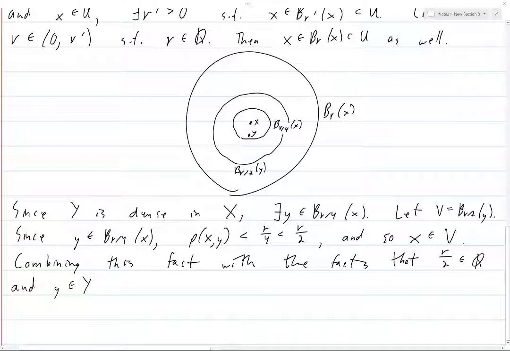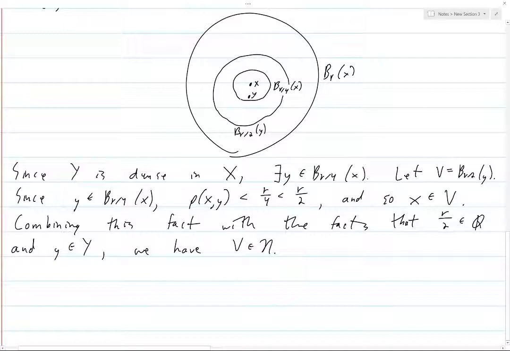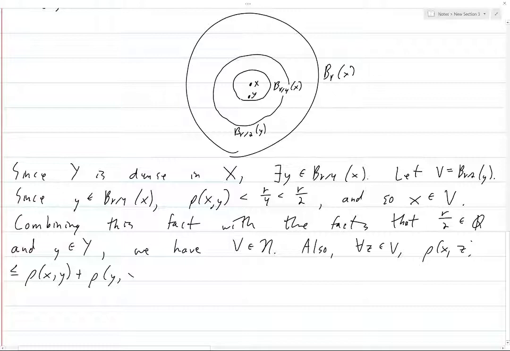Okay, so that's good. What next? We need V to be entirely contained in B(R, x). Okay, so now let's do that. For all z in V, what's the distance between x and z? This is going to be less than or equal to, well, here we use the triangle inequality, the distance between x and y plus the distance between y and z. x and y are both in the ball of radius R/4, so that distance will be less than R/4. And z is in V, which has radius R/2, so the second distance between y and z will be less than R/2. And we add these together, this is 3/4 R, which is strictly less than R.